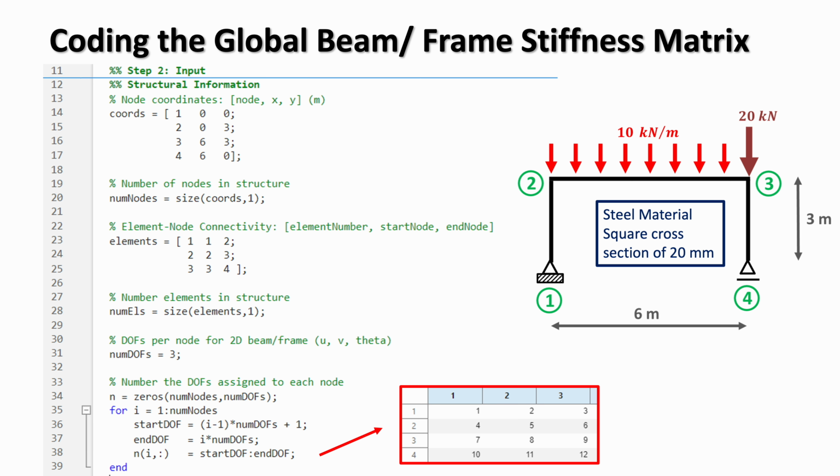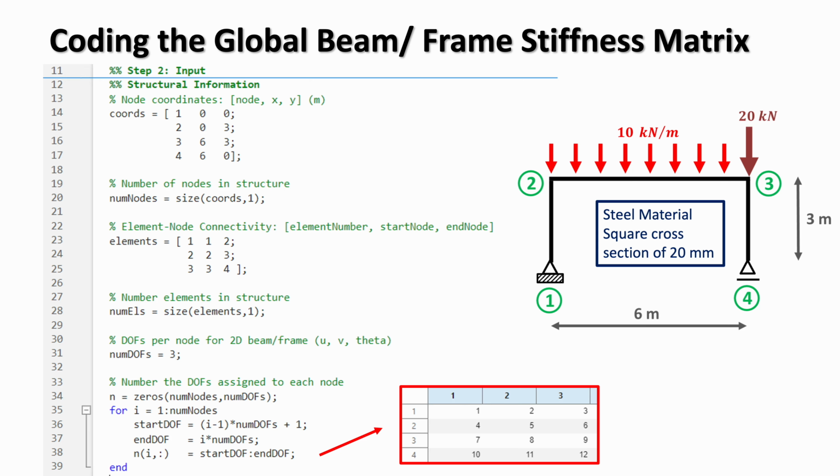To make the coding process clear, we're going to work through a specific rectangular frame example. Using an example helps us link each line of code to something real. The frame shown here is a one-bay, one-story frame with a span of 6 meters and a height of 3 meters. The frame is a steel frame with a square cross-section of 20 millimeters. There's a vertical point load of 20 kilonewtons at node 3 and a UDL along element 2, between nodes 2 and 3. The UDL is 10 kilonewtons per meter.